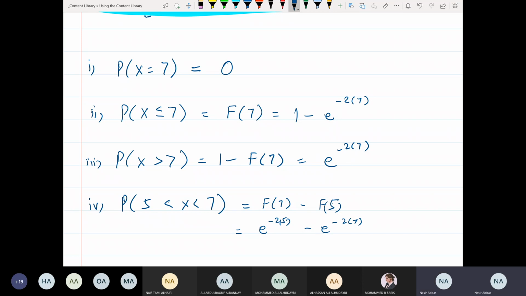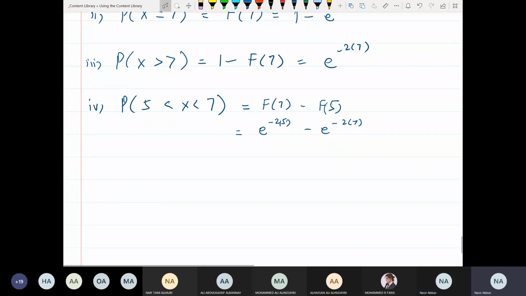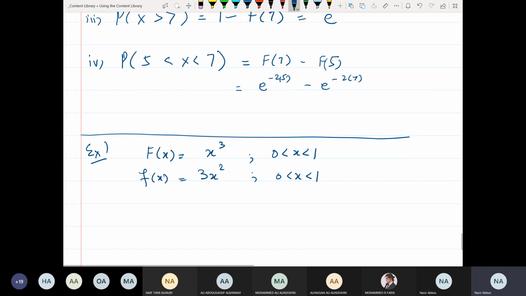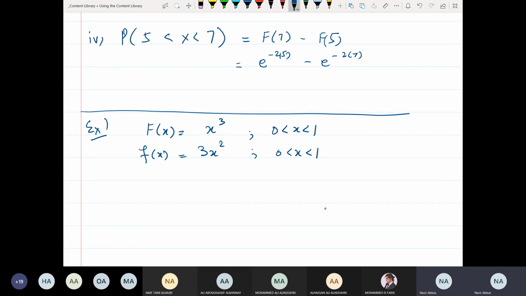Any question at this point? I have got a question. In the previous example, I'll go back to example 1. My capital F of x was x cubed. My small f of x was 3x squared. I used this capital F of x to find the probability of x less than 0.5, and I got 0.5 cubed. I said this is capital F of 0.5, and this is 0.5 cubed, and this was 0.125.